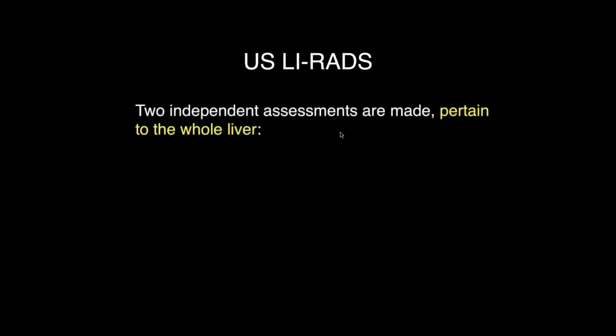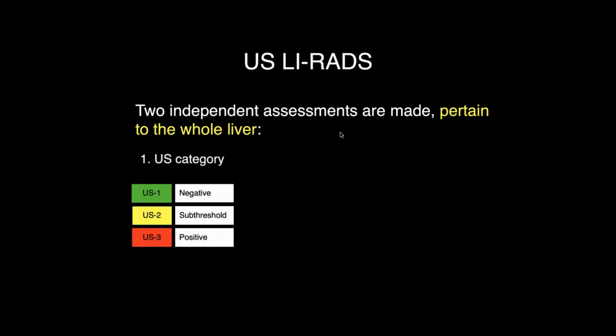In ultrasound LI-RADS, we recommend providing 2 independent assessments of the whole liver. And I stress that it's pertaining to the whole liver. You don't give a separate ultrasound LI-RADS category for each observation. The score is for the whole liver. You just give 1 score for each assessment. The first assessment is the ultrasound category score, and there are 3 possible scores here.